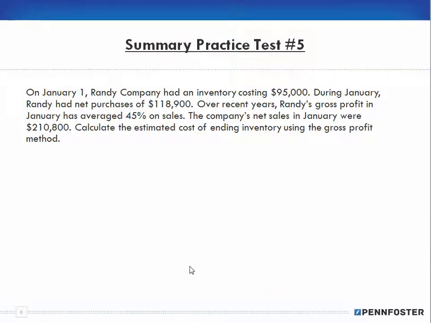All right. Okay, it says on January 1st, Randy Company had an inventory costing $95,000. During January, he had net purchases of $118,900.